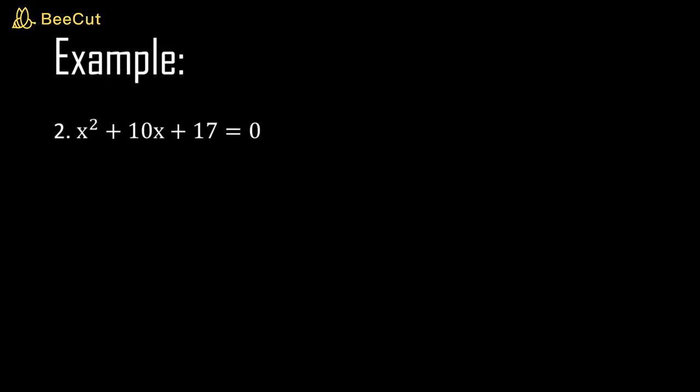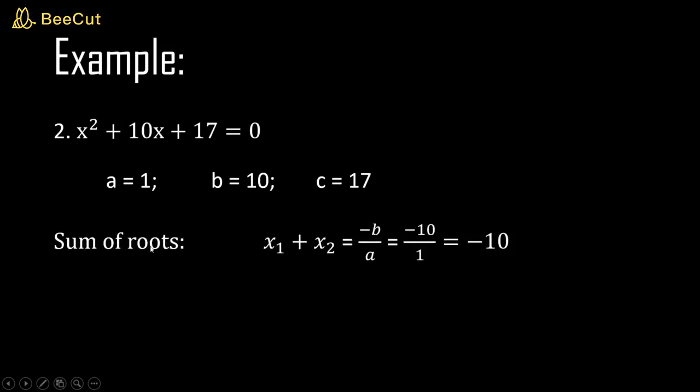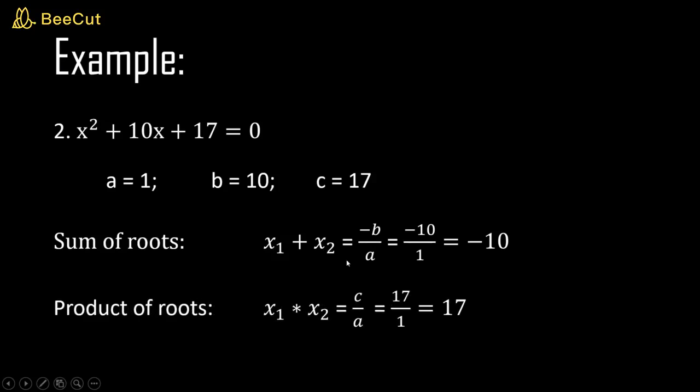Example number 2, x squared plus 10x plus 17 is equal to 0. Again, write the corresponding values. Then plug in the values in the formula to find the sum of roots. It is equal to -10 over 1, which is equal to -10. And for the product of roots, simply plug in the values. It is equal to 17 over 1, or simply 17.